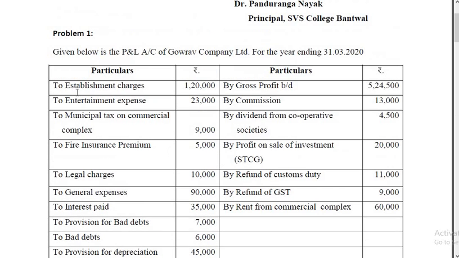Yes, now let us see the items of the left hand side. While computing the business income, establishment charges are allowed, entertainment expense is allowed, municipal tax on commercial complex is not allowed because that is relating to income from house property. There are five heads of income. Income from salary is not applicable while computing the income of a company, and therefore there are four other heads. So this is relating to income from house property.